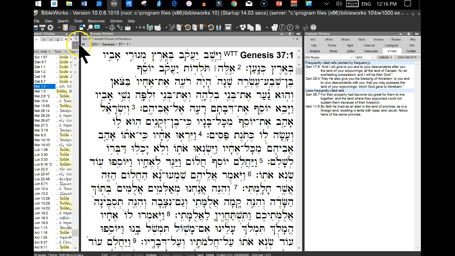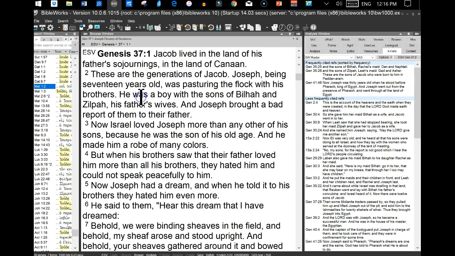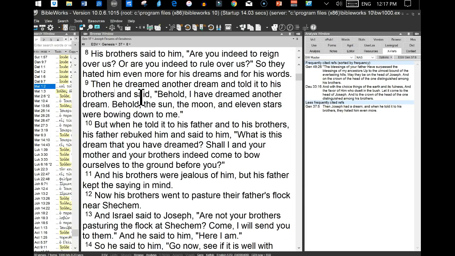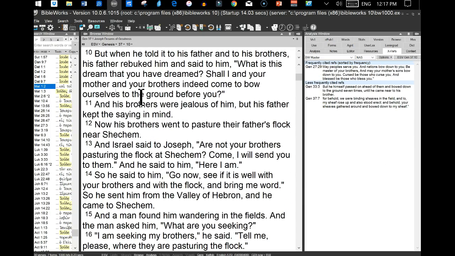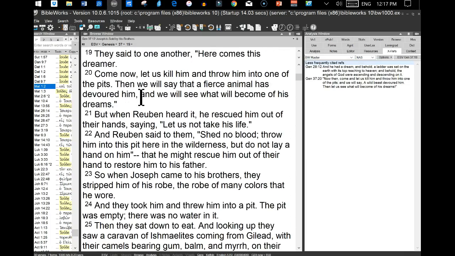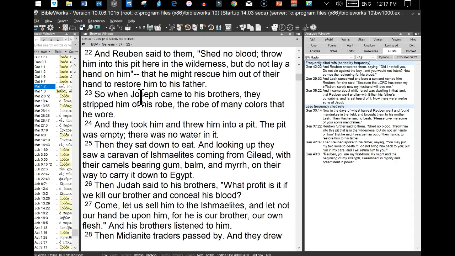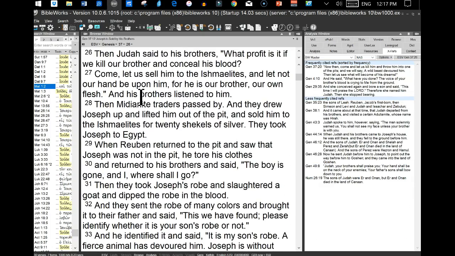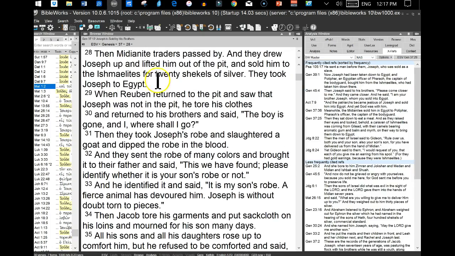Okay, so what do you find interesting about that? They sell him for 20 pieces of silver. Why do they sell him for 20 pieces of silver? There's a reason they sell him for 20 shekels. The going rate for slaves, wasn't it? Well, you would think that. It's actually a little bit deeper than that.